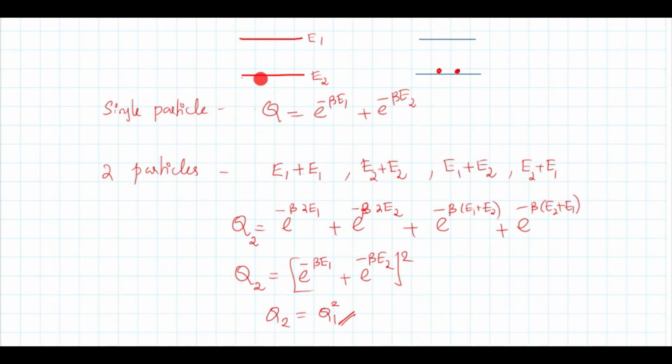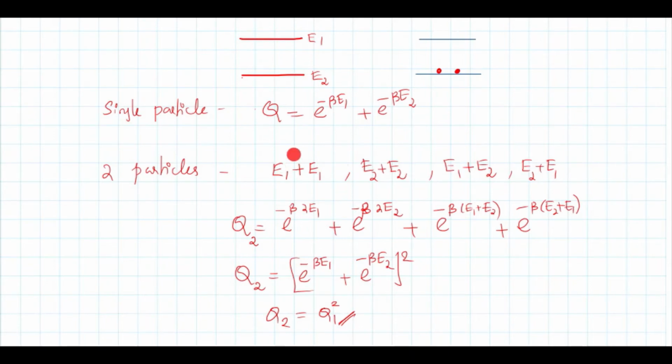As the number of particles increases, the possible energy values will also change. For a single particle, the possible energies are E1 and E2. For two particles, there is no energy like E1. The energies are either 2E1 or 2E2 or E1 plus E2. So the partition function is e raised to minus beta 2E1 plus e raised to minus beta 2E2 and e raised to minus beta E1 plus E2, that will come twice. So I can write it as e raised to minus beta E1 plus e raised to minus beta E2, whole square. That is nothing but Q1 square. So Q2, the two particle partition function, is the single particle partition function square.